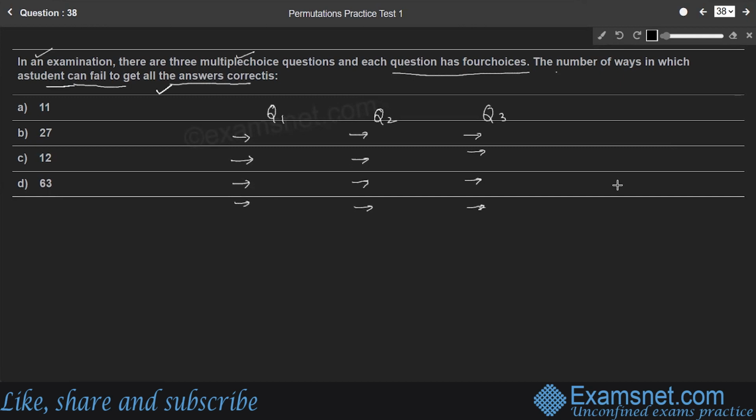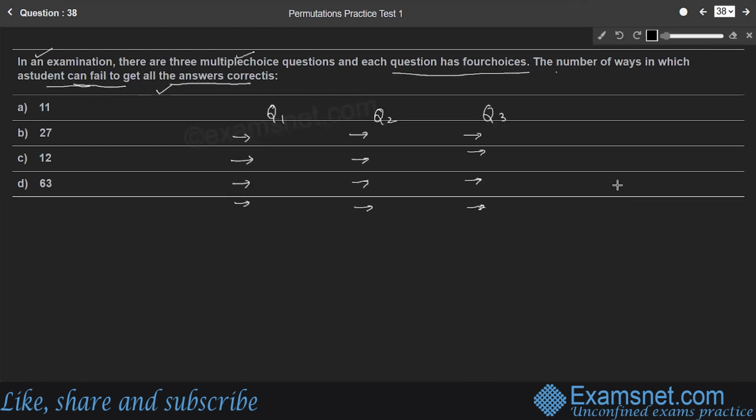The meaning of the question, the number of ways in which the student can fail to get all the answers correct, is nothing but the number of ways of getting wrong answers. There are many ways. For example, either the first answer is wrong and the remaining two are correct, or the second answer is wrong and the first and third are correct, or all the answers are wrong, or one of the answers is wrong. There are many ways to get wrong answers. So how many ways are there to get wrong answers? That's what the question is.